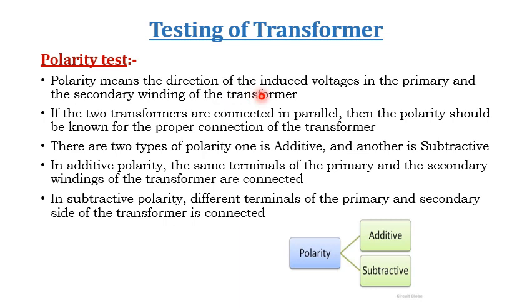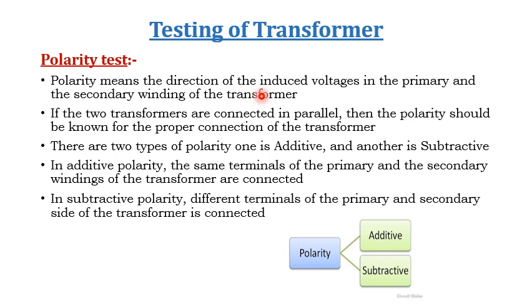You might have studied the induced EMF in the case of primary as well as secondary of a transformer. Obviously, there will be a direction of the induced EMF in both the primary as well as the secondary winding of a transformer. So what would be the direction of that induced EMF? It may be from lower potential to higher potential, or higher potential to lower potential. That is nothing but the polarity of a transformer.